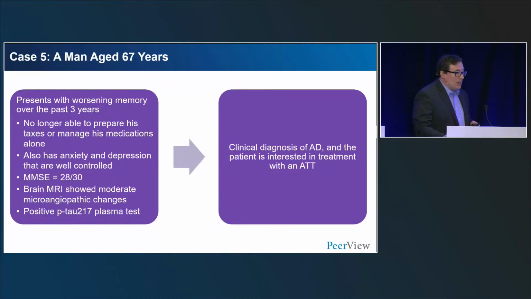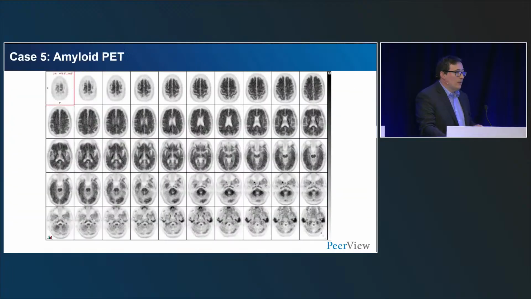So let's illustrate this with a case. A 67-year-old man, worsening memory over the past 3 years, not able to do some of his important daily living tasks. He has some comorbidities, but they're controlled. MMSE is not very impaired. Some microangiopathic changes, comes to us with a positive plasma test. So he likely has AD, and he's interested in amyloid-targeted therapy.